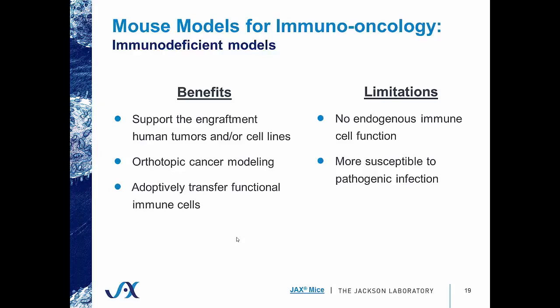However, these are mouse immune cell populations and functions, and these may not fully correlate to human immune cell populations. And so that's where immunodeficient mouse models come in and help to address that problem. So immunodeficient mouse models support the engraftment of human tumors and cell lines. They also are capable of orthotopic cancer modeling, as well as adoptive transfer of functional immune cell populations from humans. Some of the limitations are that they do not have endogenous cell functions, and because of that reason, they are more susceptible to pathogenic infection.